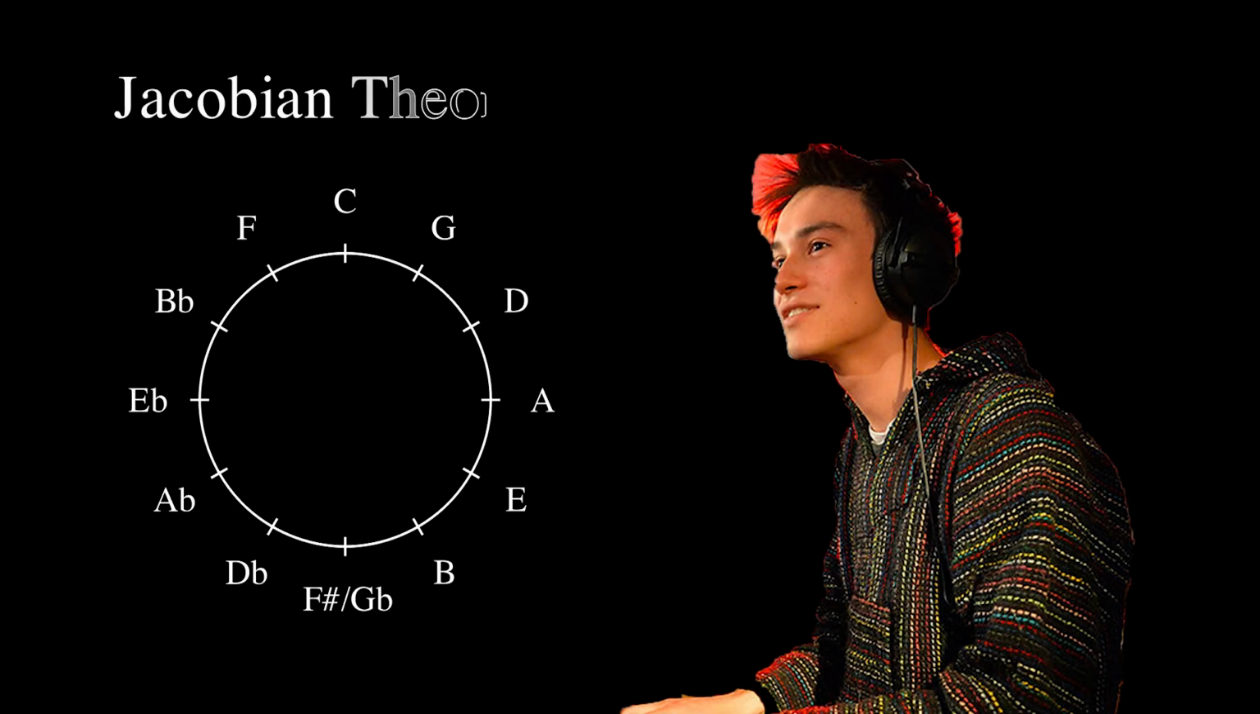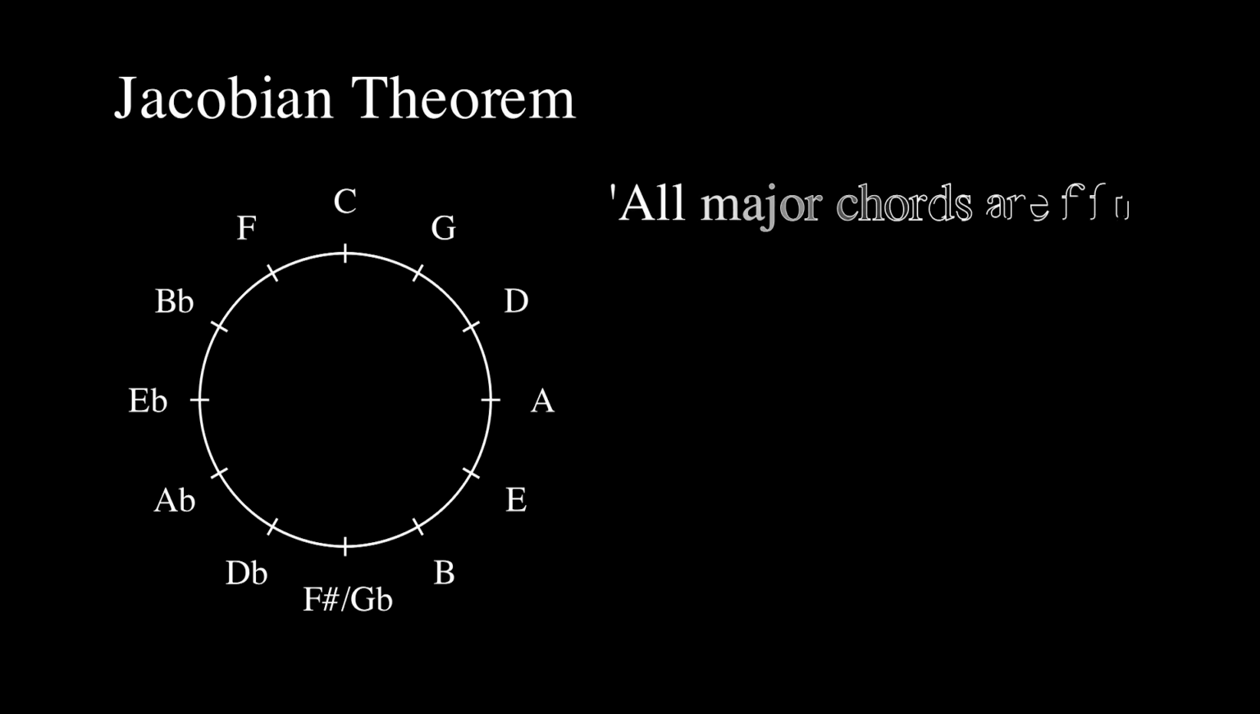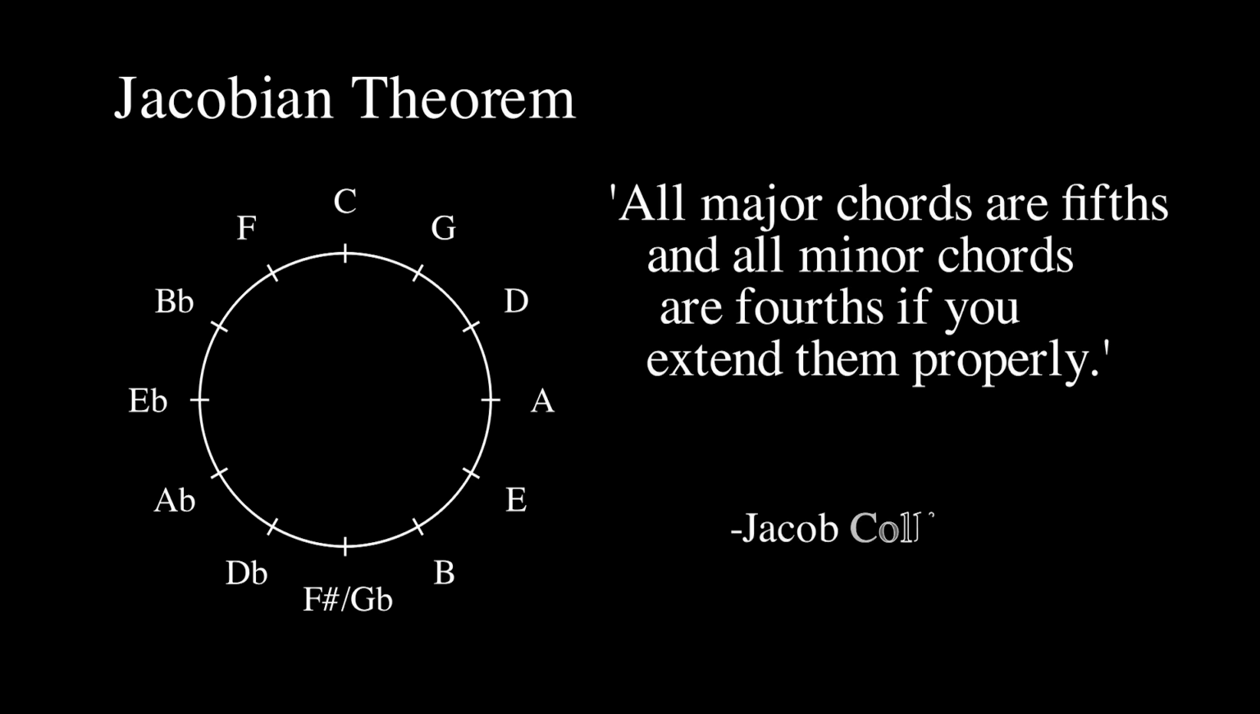The last topic for this video is a theory I recently heard Jacob Collier talking about in a masterclass he did in Paris, with a link in the description. And it's in my opinion one of the most fascinating concepts in music theory, so please prepare yourself. He begins with the following conjecture. All major chords are 5ths and all minor chords are 4ths, if you extend them properly.